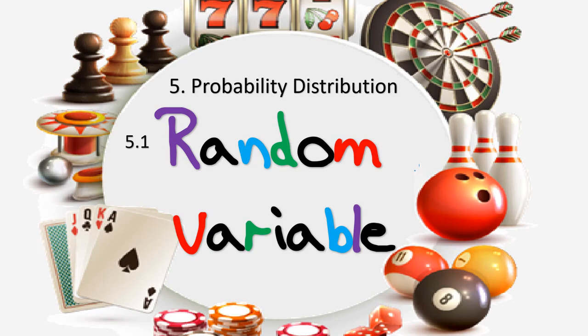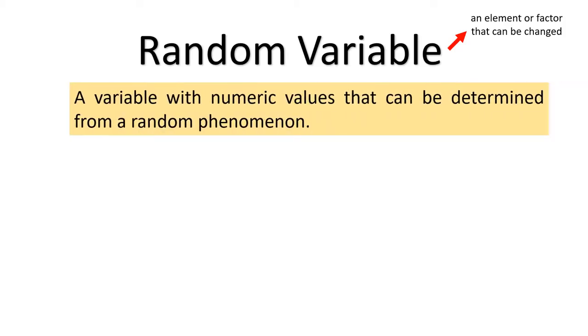Hello, today we will proceed to chapter 5. The topic we are going to discuss is random variable. The word variable means an element or factor that can be changed or not fixed. A random variable is a variable with numeric value or numbers that can be determined from a random phenomenon.